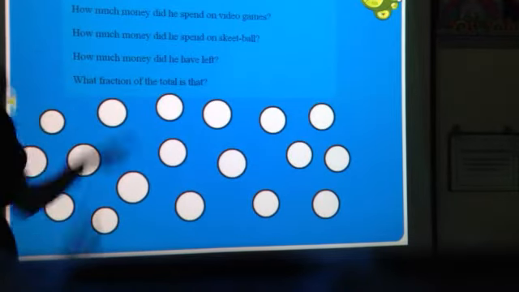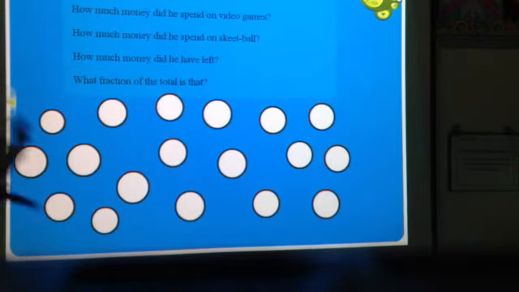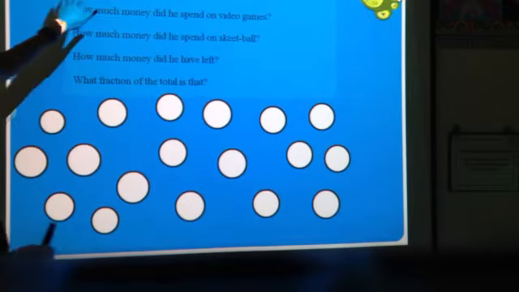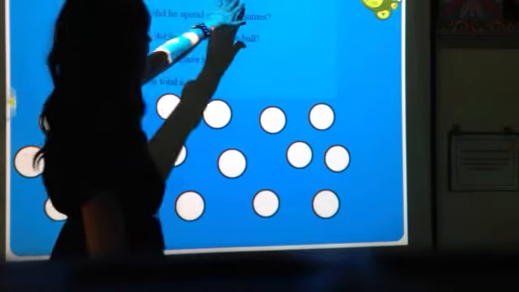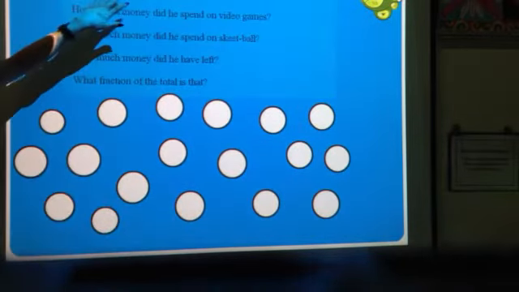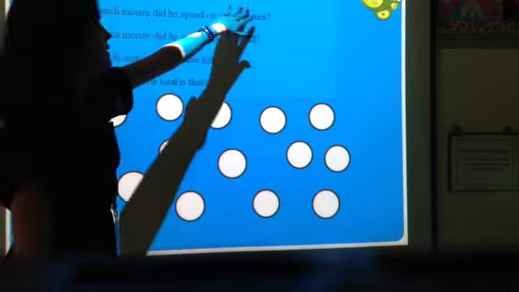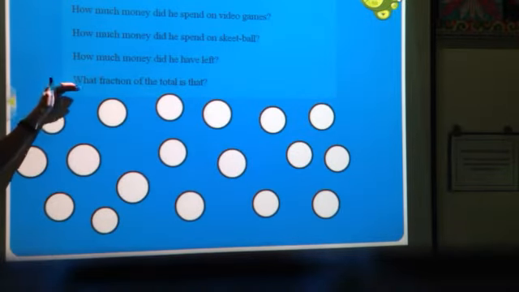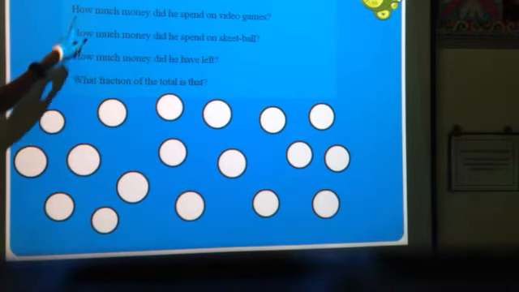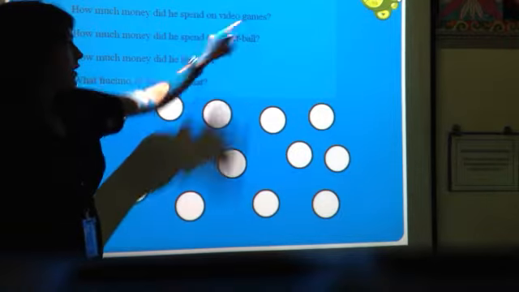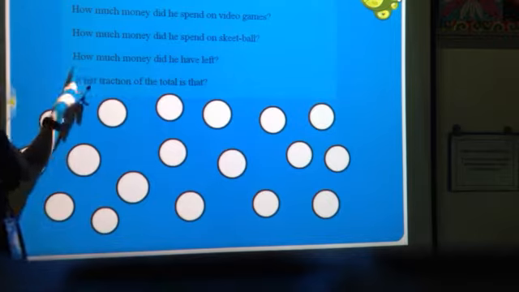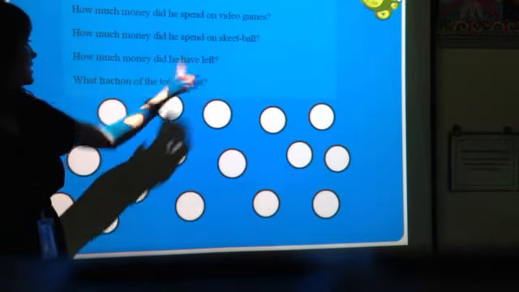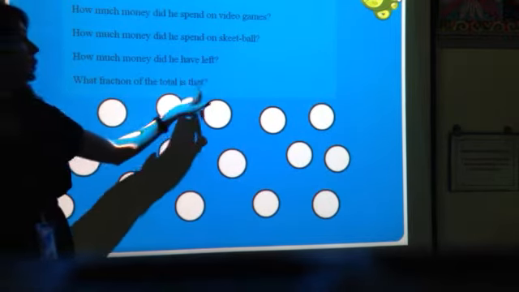Okay, this is your practice problem for this evening, and I'm going to walk you through it before you begin and do it by yourself. Martin brought 18 quarters to the arcade. He spent half of the quarters on video games and 1/3 of them on skee-ball. So the 4 questions that you need to answer tonight are, how much money did he spend on video games? How much money did he spend on skee-ball? How much money did he have left? And what fraction of the total is that?